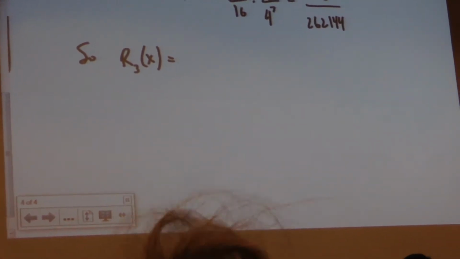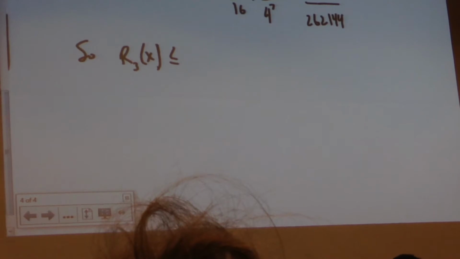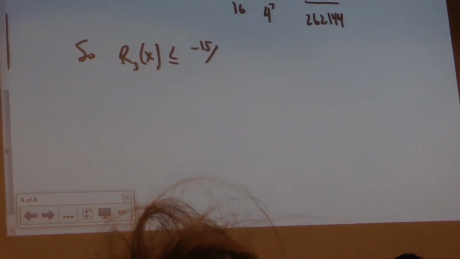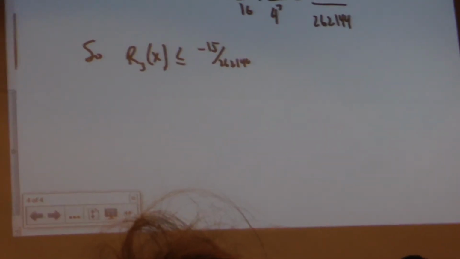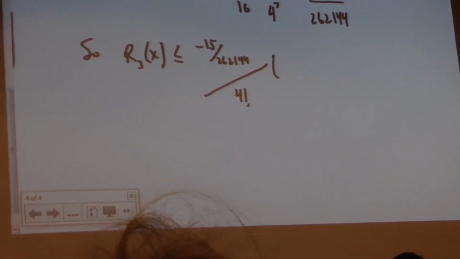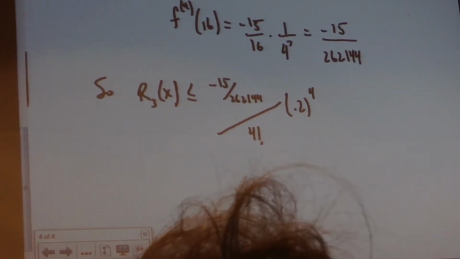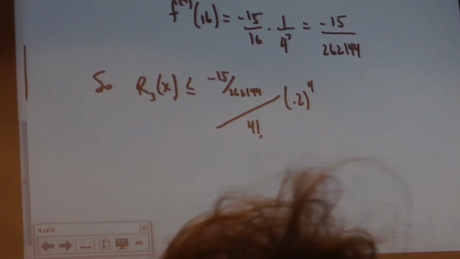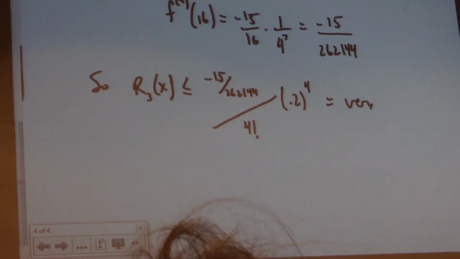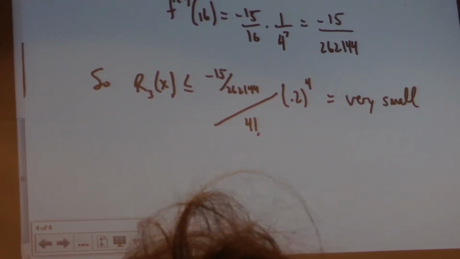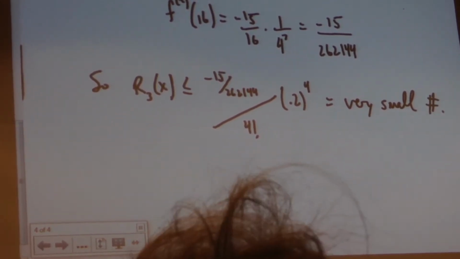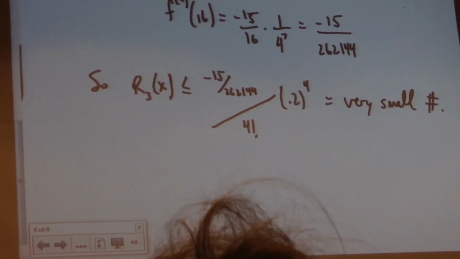So the remainder after 3 terms has to be less than or equal to that divided by 4 factorial times 0.2 to the 4th power, which is a very, very small number. If you leave it in that form, I am fine with you leaving it in that form.